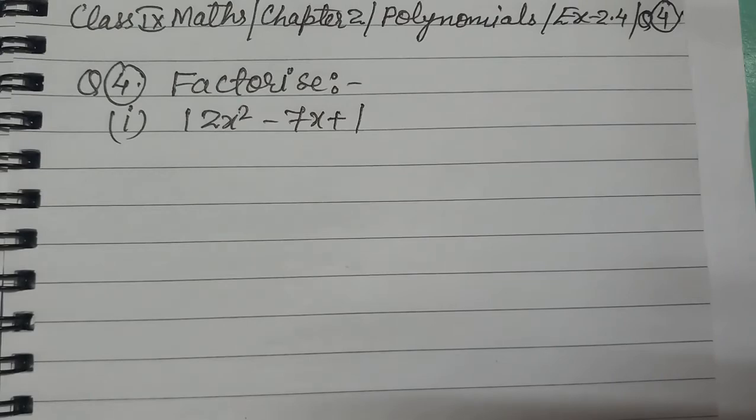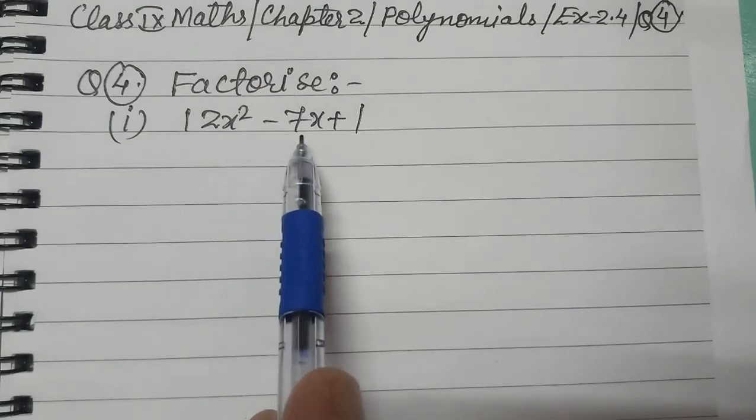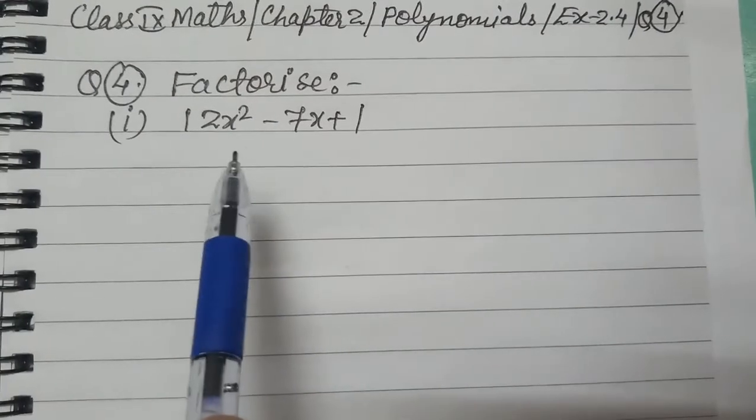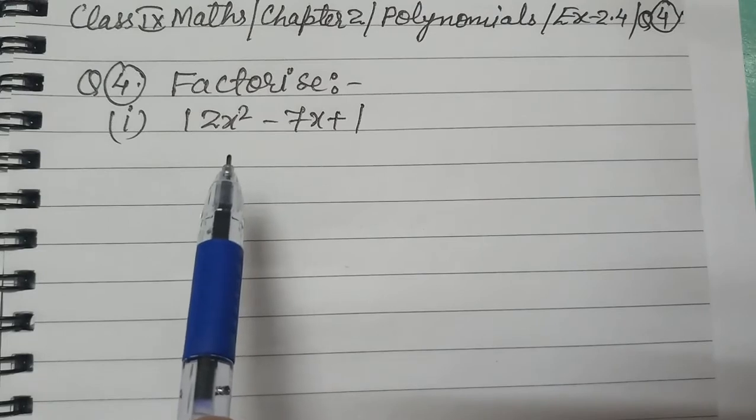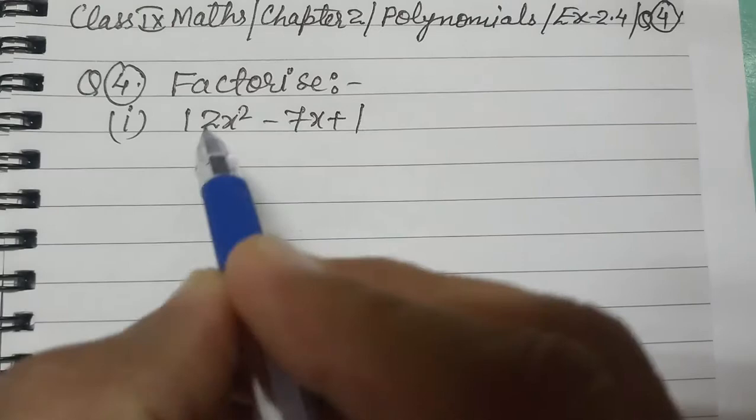So today we are going to start question number 4 of exercise 2.4. Children, we have to factorize 12x square minus 7x plus 1, and we are going to apply what? Middle term split in this. So let's split the middle term.